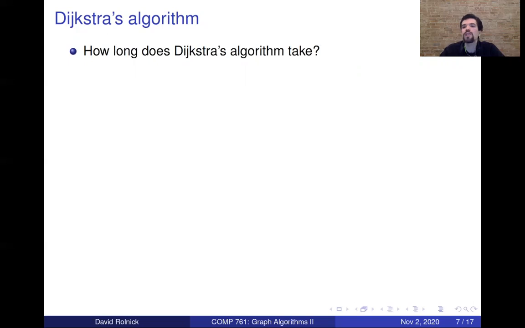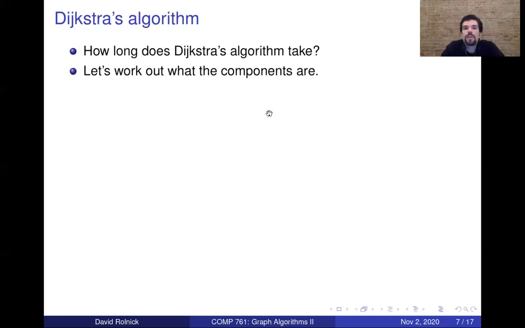We need to explore each single vertex's neighbors. Theoretically, you could imagine exploring the number of edges for each of the vertices. Yeah, we can actually do it. It'll end up being more efficient than that, which is good. Let's see how well we can do. So let's work out what the components of this algorithm are.